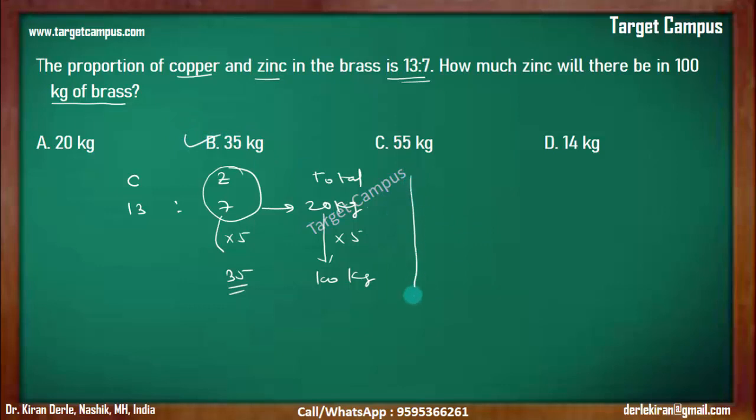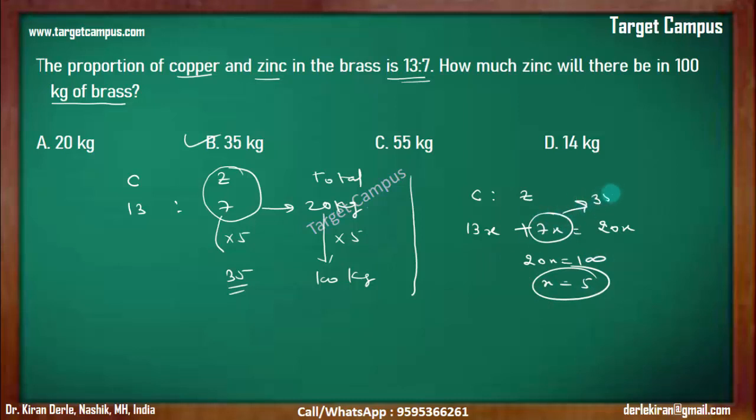Otherwise we can also go with this. Copper and zinc is in the ratio 13 as to 7, that is 13x plus 7x is equal to 20x. And if this 20x is equal to 100 kg as per the question, x is equal to 5, right? And if x is equal to 5, zinc is asked, that is 35, right? 7 into 5 is 35. I hope you have got this.